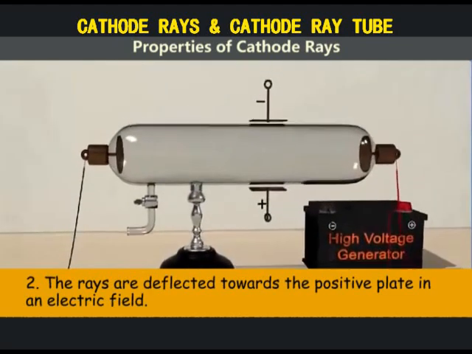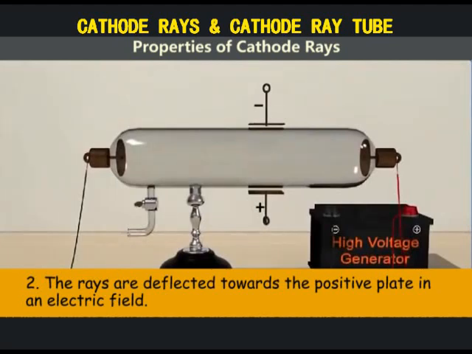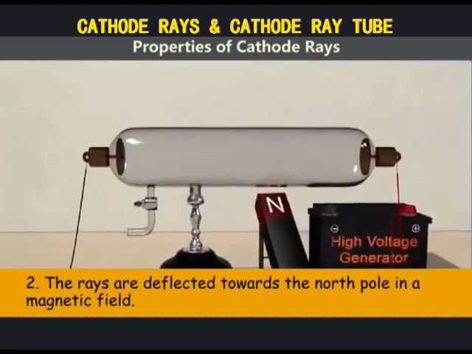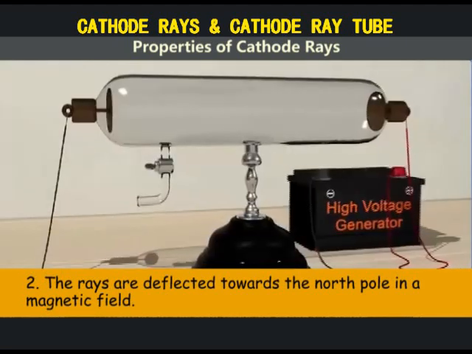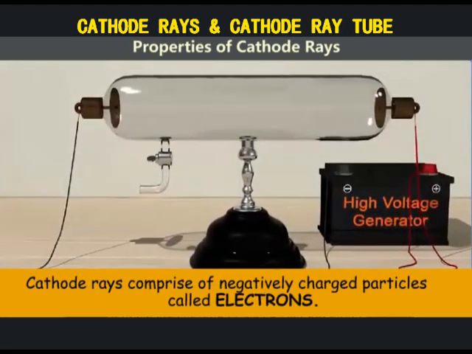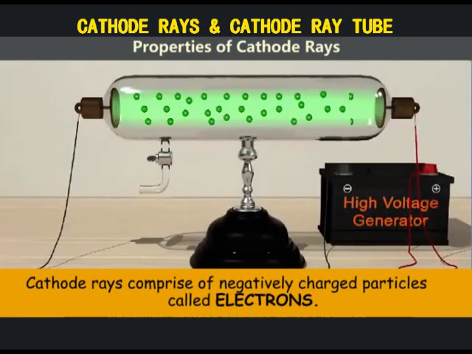When an electric field was applied to the setup, the rays were deflected towards the positive plate. The rays were also deflected when a magnetic field was applied to the setup. He therefore concluded that the cathode rays comprised negatively charged particles, which he named electrons.